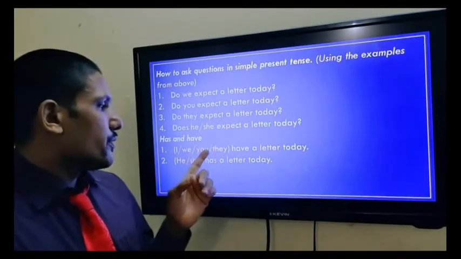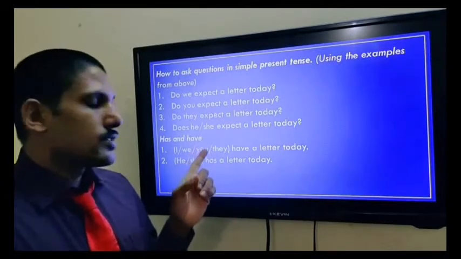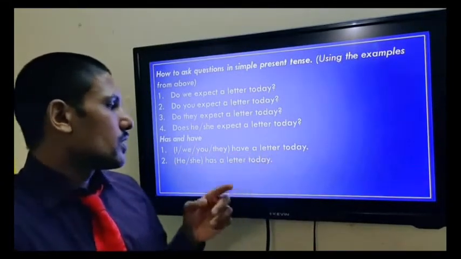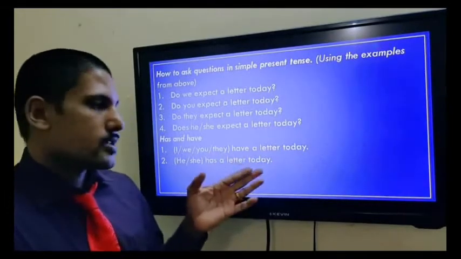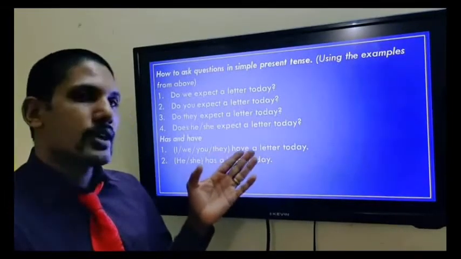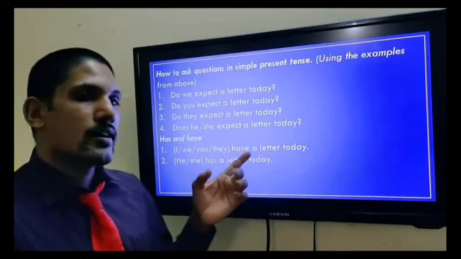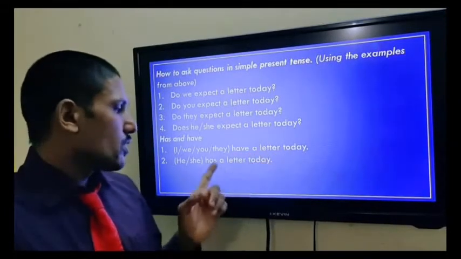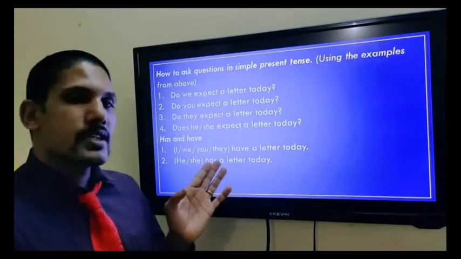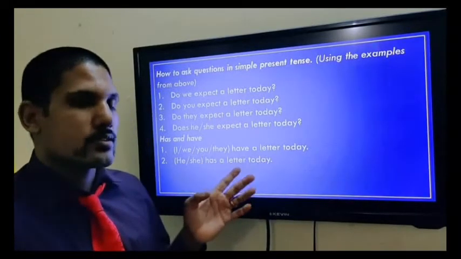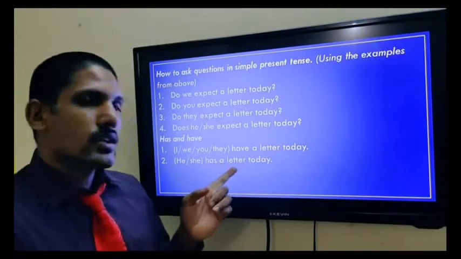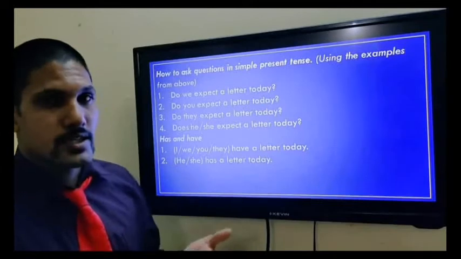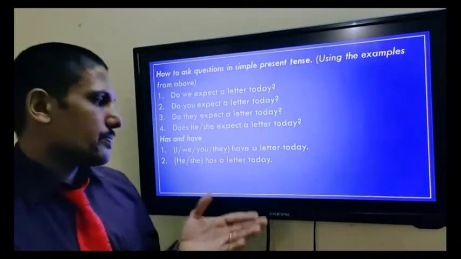Has and have. With subjects I, we, you, they, we use have. I have a letter today. We have a letter today. You have a letter today. They have a letter today. With he, she, it, we use has. He has a letter today. She has a letter today. It has a letter today.